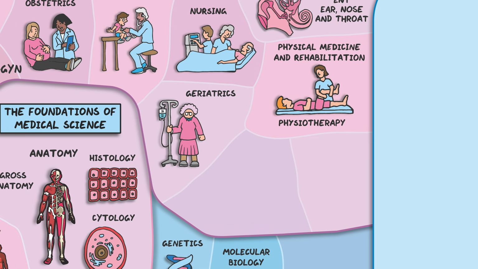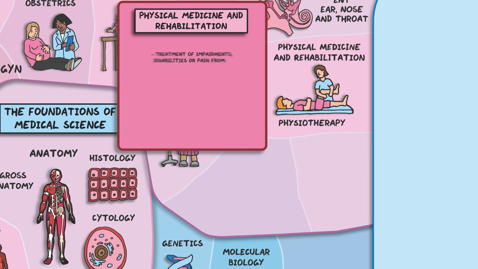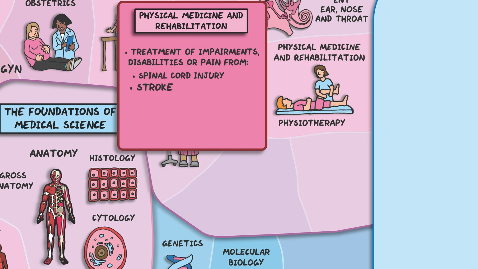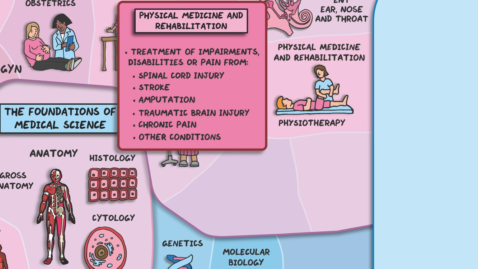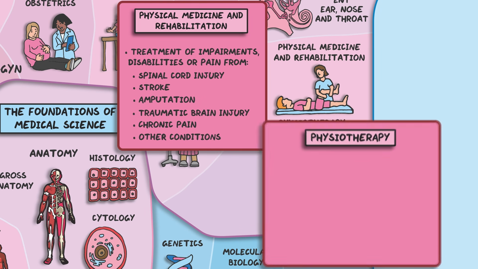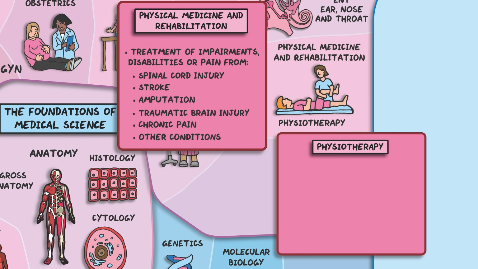Now we get to physical medicine and rehabilitation, or PM&R, which aims to improve the function, independence and quality of life for individuals with impairments, disabilities or pain from a wide range of conditions. These can include spinal cord injury, stroke, amputation, traumatic brain injury, chronic pain or other musculoskeletal, neurological or cardiovascular conditions. This is closely related to physiotherapy, as physiatrists and physiotherapists treat similar conditions, but their duties and responsibilities are different.